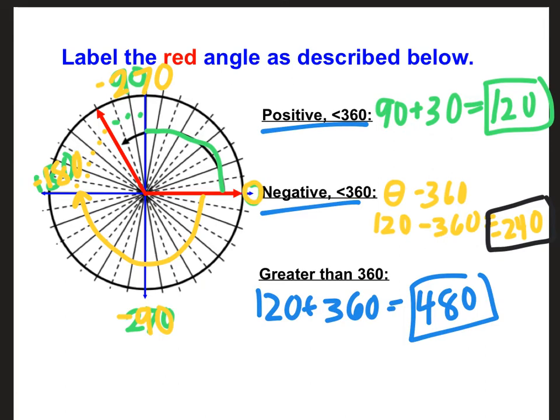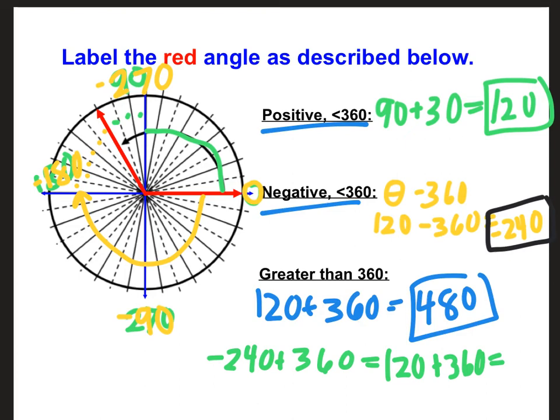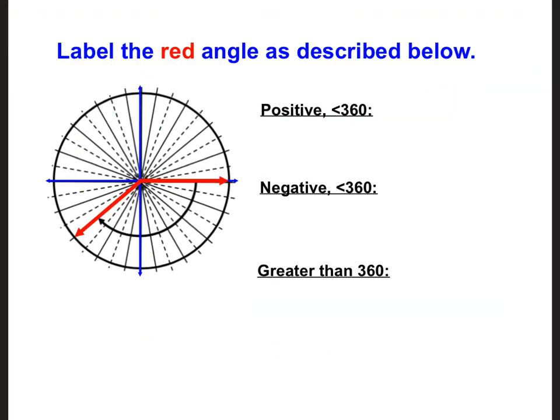Notice if you chose your negative number to start with, so if I do negative 240 plus 360, I get 120. And because that's still not bigger than 360, I would add 360 one more time. And we would get 480 as well. So they are the same angle. Again, you could add 360 one more time, but you definitely don't have to. All right, we have our last one.